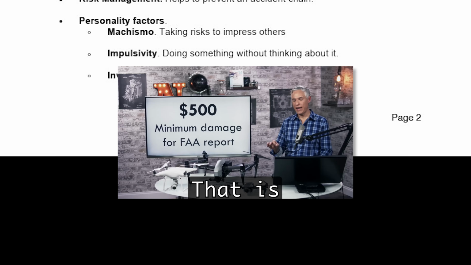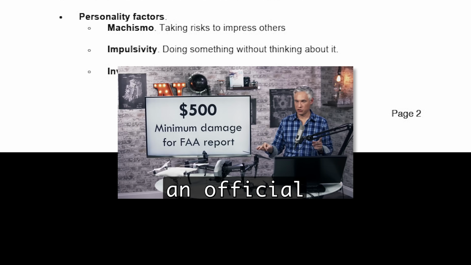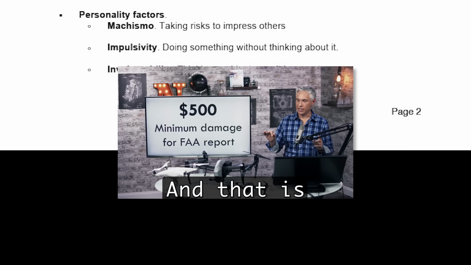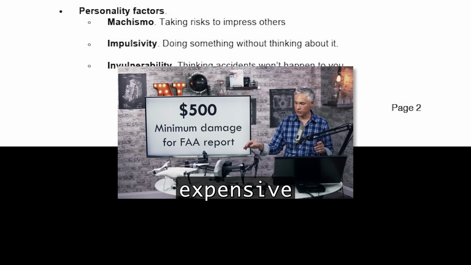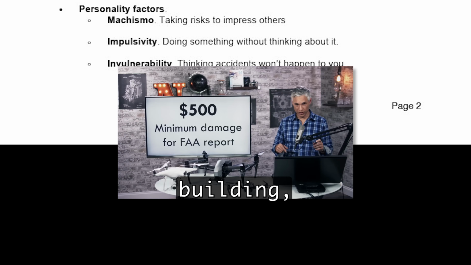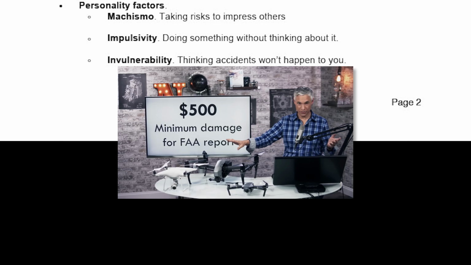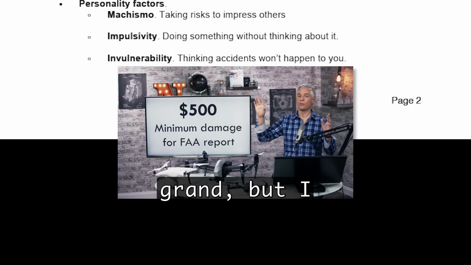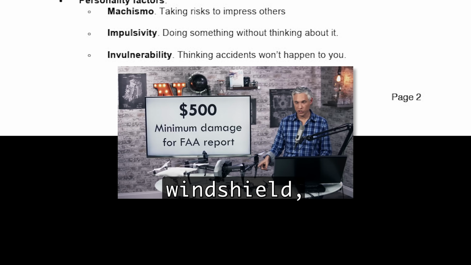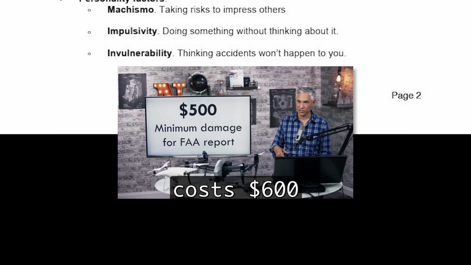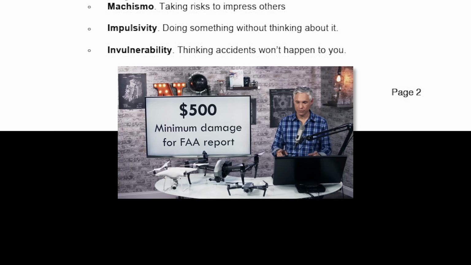$500. That is the limit that the FAA draws before you have to file an official report about an accident. And that is not counting the cost of your drone itself. So if I crash this very expensive Inspire into a building and the building is unharmed, my Inspire is trashed, it's a couple of grand, but I don't have to file a report. If I crash it into somebody's Lexus and I break the windshield and that windshield costs $600, at that point I have to file a report with the FAA.